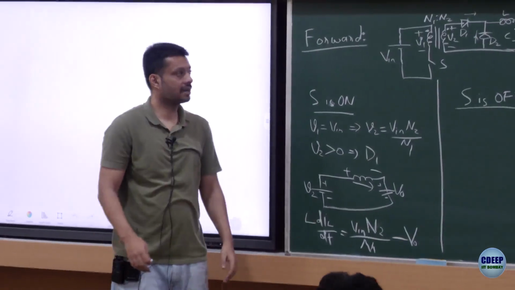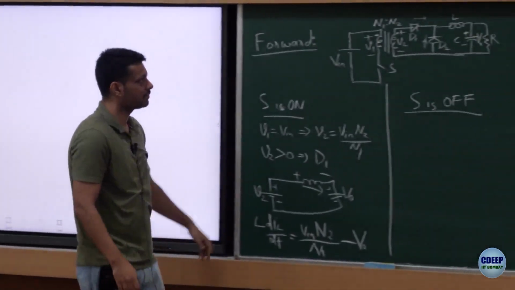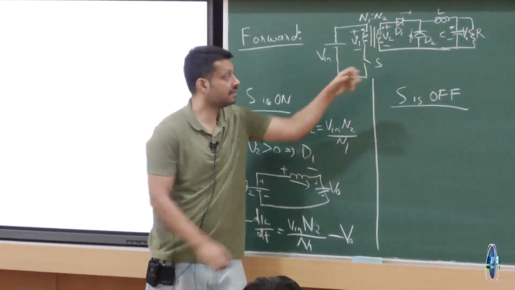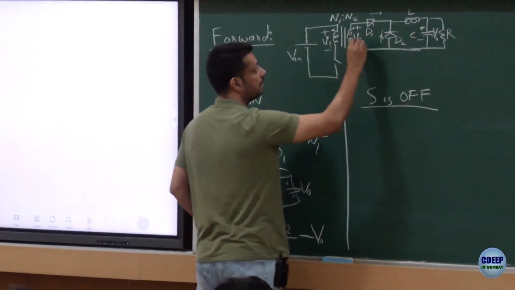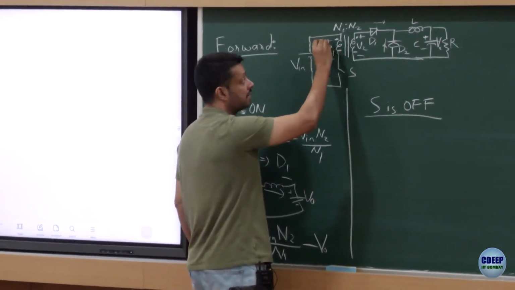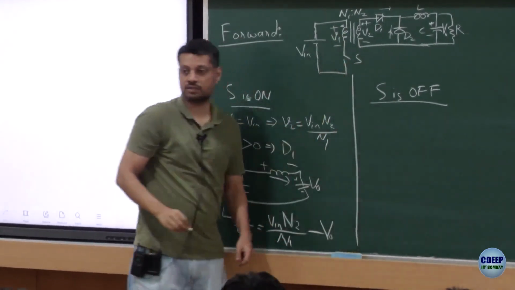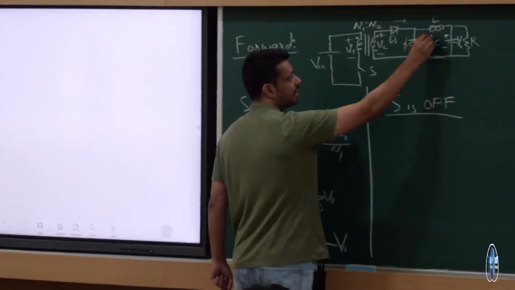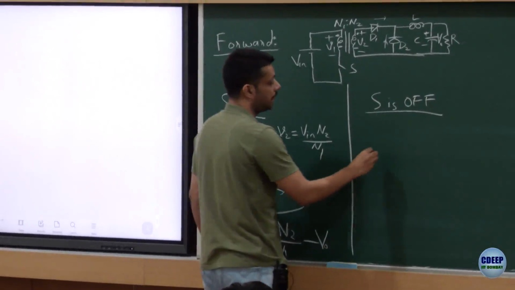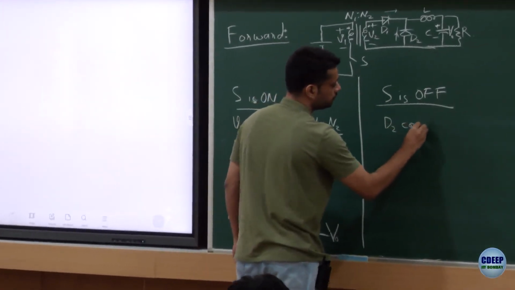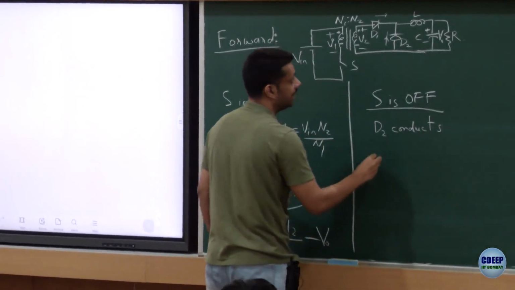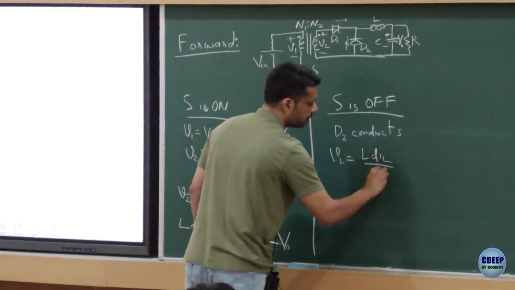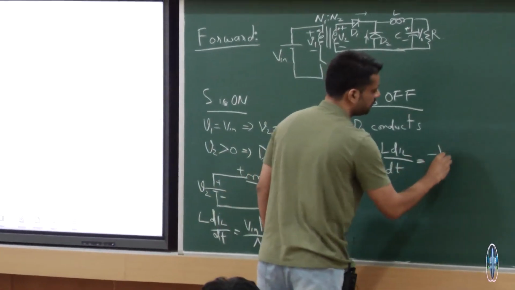Let's start by considering that current flows through D1. If it starts flowing from D1, in that case the current would leave this dot, right? And this is how the current would flow, fair enough. Then current has to enter the dot. If the current enters the dot on the primary, it cannot flow through the switch, right? So D1 cannot conduct. So the only option left is that this inductor current will flow through D2. So D2 conducts and VL, which is equal to L dIL by dt, becomes equal to minus VO.